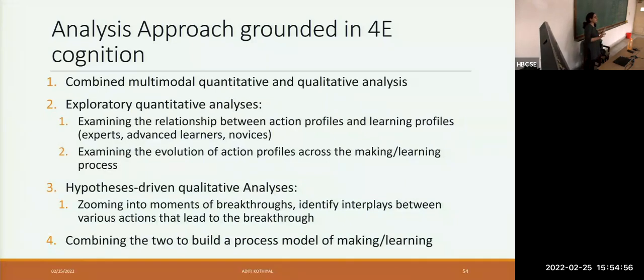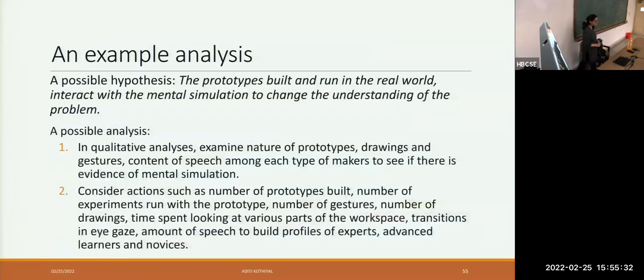We do quantitative analysis purely as exploration to identify relationships, patterns, and trends which the human eye cannot see. But at the end, in order to build processes, we need to do qualitative analysis, which is hypothesis driven and interpretive, where we as researchers focus on the activity, and we try to zoom in on moments of breakthrough, identify what is happening, identify the interplay between the actions, and then build these models of process and learning.